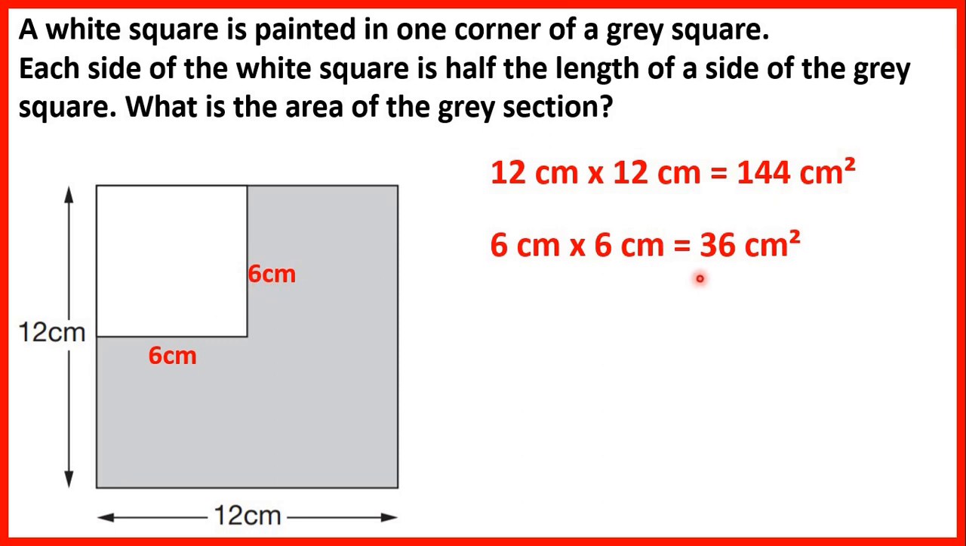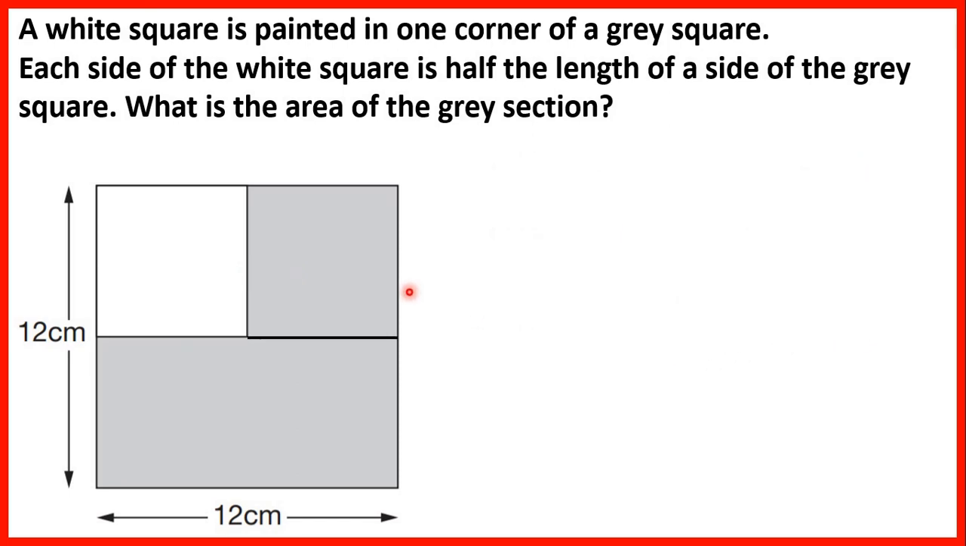6 times 6 is 36, so that's the area of the white square. And then to find the area that's grey, we can subtract the area that's white from the total area, and 144 minus 36 is 108. So the area is 108 centimetres squared.